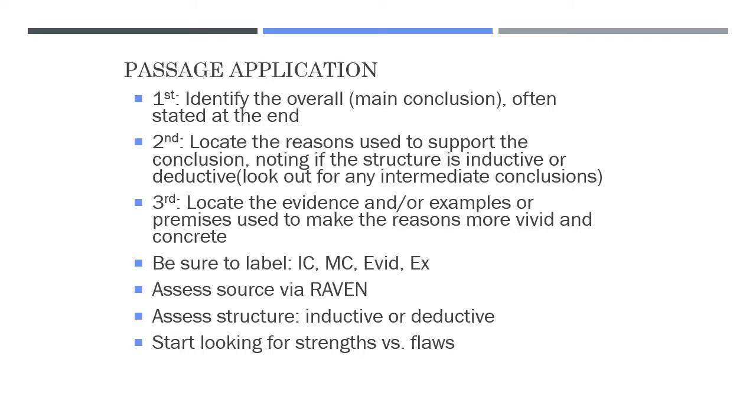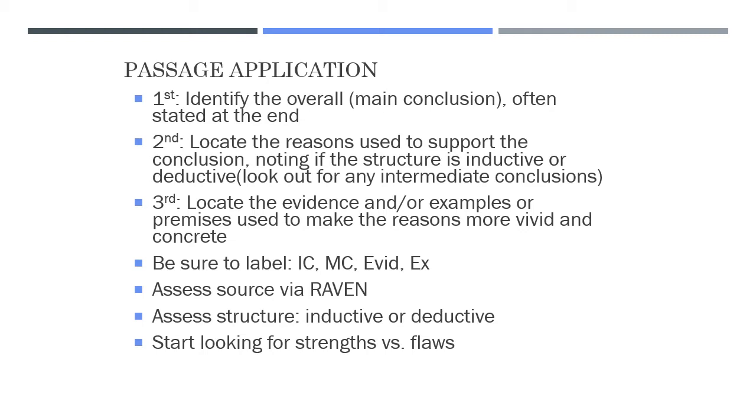Basically, what I need you to be able to do by the end of all this is be able to get any passage, whether it's for paper 1 or paper 2, and be able to identify the main conclusion, locate the reasons and determine if the reasons are supported with evidence or examples, label everything as you do that, assess the source's reliability using an acronym called RAVEN, determine if it's inductive or deductive before you look for any strengths or flaws. Pretty basic, but there's a lot of facets that go into each step.